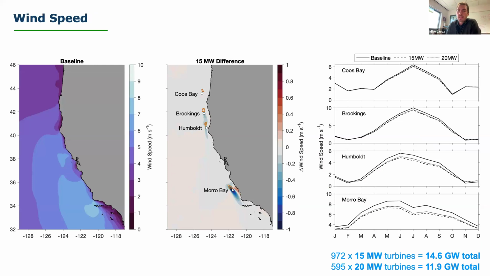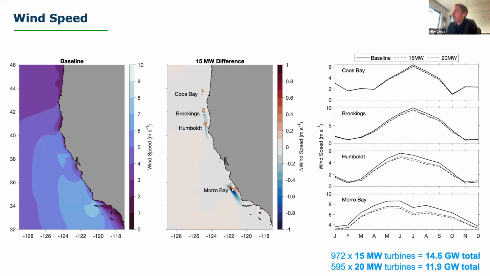All right, so just summarizing what we see in the wind speed on the left here, you can see the mean wind speed in this baseline case with no turbines. And then in the middle panel, the difference once you build out all these areas with 15 megawatt turbines. And so those patches of blue downstream of the turbines are the wind wakes where energy has been removed from the atmosphere, and there are these wind speed reductions. The Morro Bay one obviously being the most prominent.